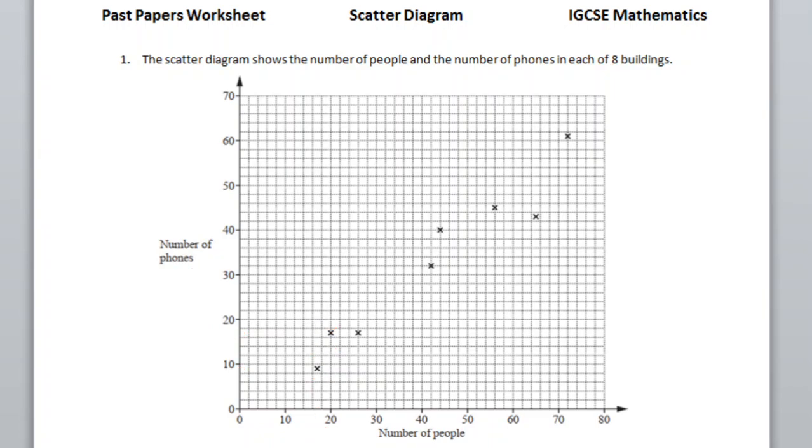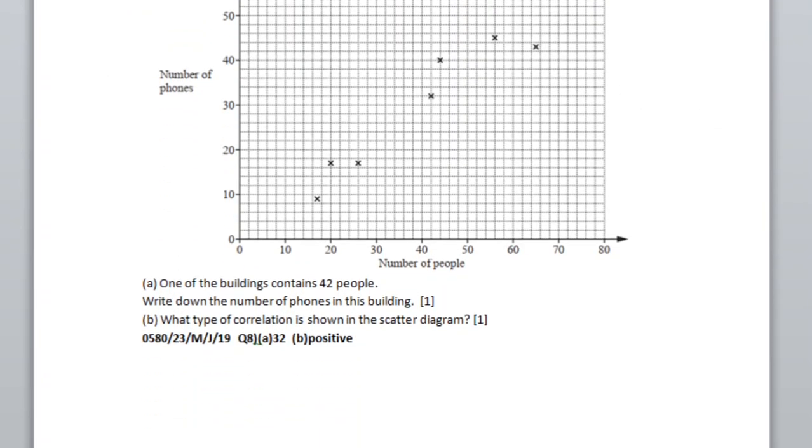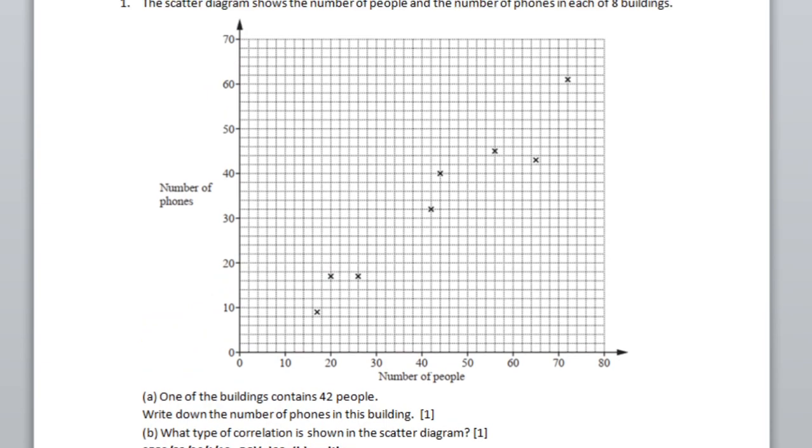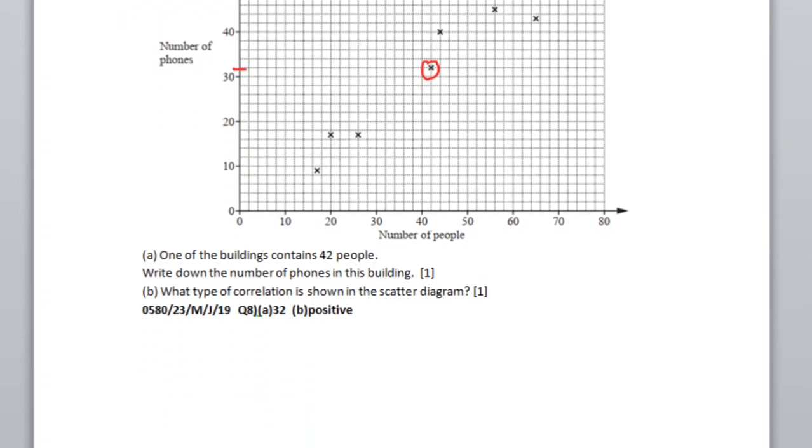Okay, let's start the actual question now. The question says, one of the buildings contains 42 people. Write down the number of phones in this building. So number of people are 42, that means we have to read 42 on the x-axis. So this is 40, this is 42, so they're talking about this particular cross. Now how many phones will this building have? That is 32. So the answer for part A is simply 32.